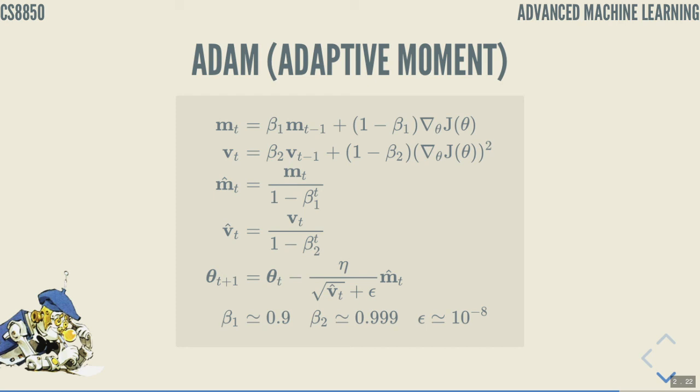What Adam is doing, it's tracking a moving average with some decay, with independent decay. It's tracking the gradient, similar to momentum, and it's tracking the square of the gradient. And those two estimates turned out to be biased, so there is a bias correction for those two moving averages that are being tracked, and then the update is similar to the RMS update.